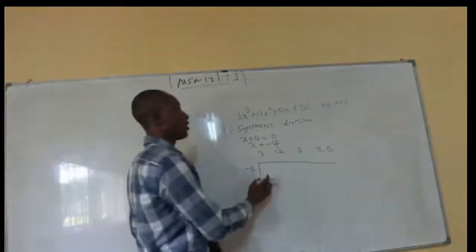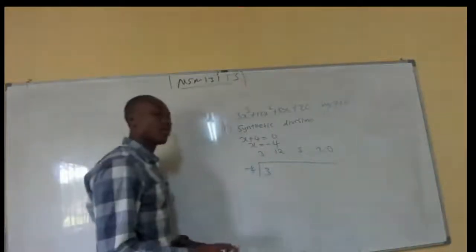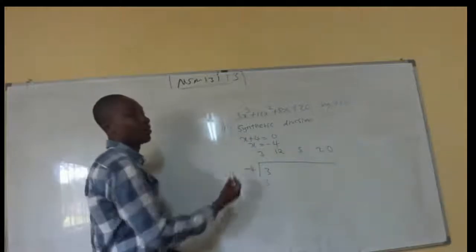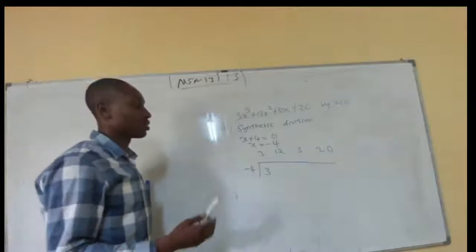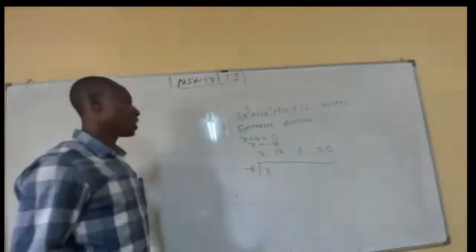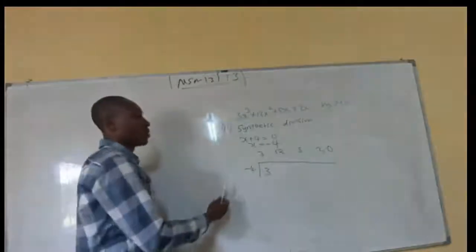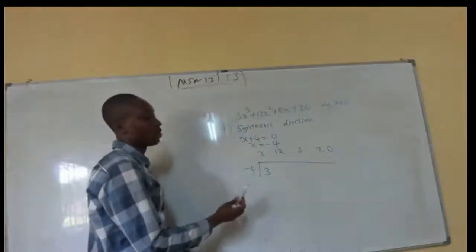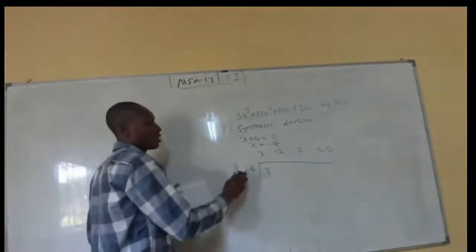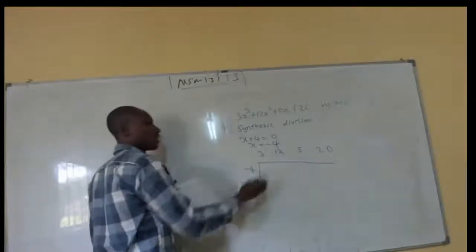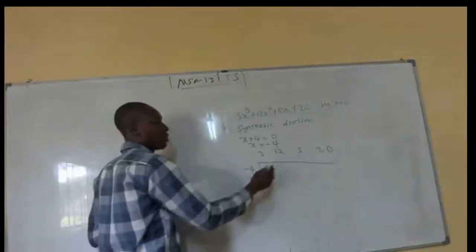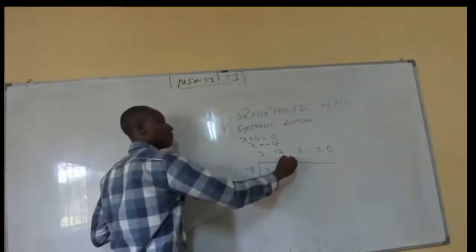So I'm going to rewrite 3 here. Okay, so the coefficient of the highest powered variable in the polynomial is retained, okay? So regardless, we still retain it. So doing that, you will notice that now I'm going to start multiplication. So how do I do the multiplication? So it's negative 4 times 3, but I don't write the answer here. I write it on the next, okay? So negative 4 times 3 is negative 12.